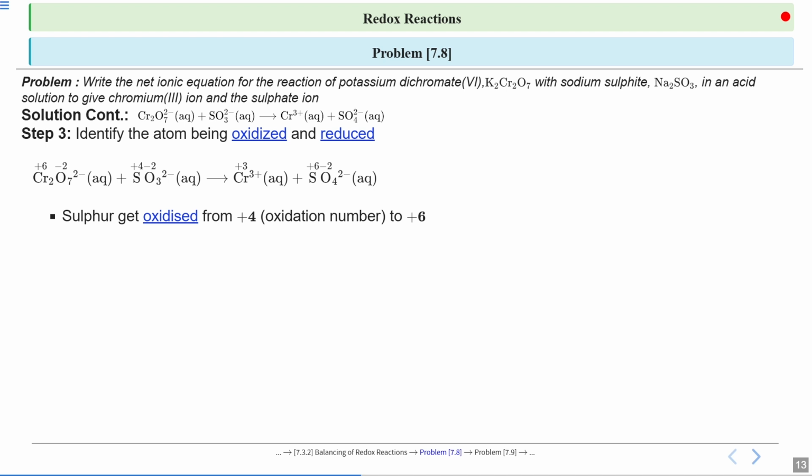Hence, what can we conclude here? We can conclude that the sulfur is getting oxidized on going from oxidation number +4 to +6, and chromium is getting reduced on going from oxidation number +6 to +3.